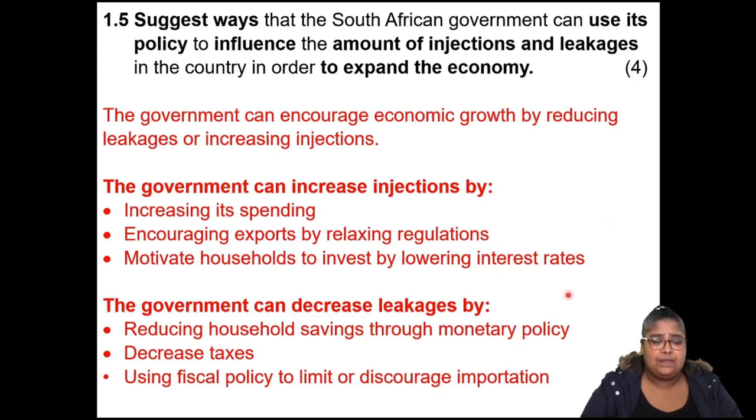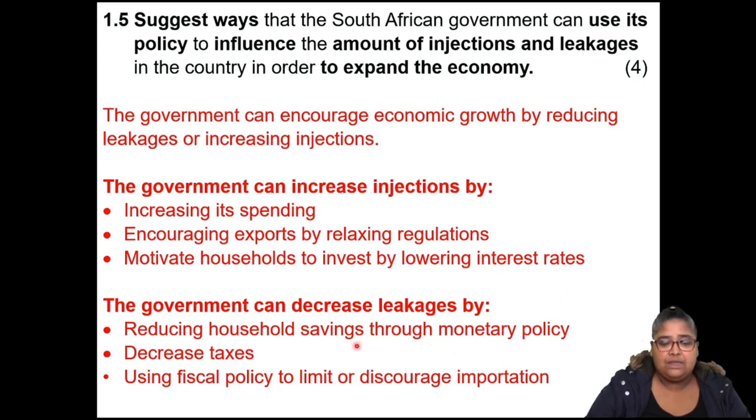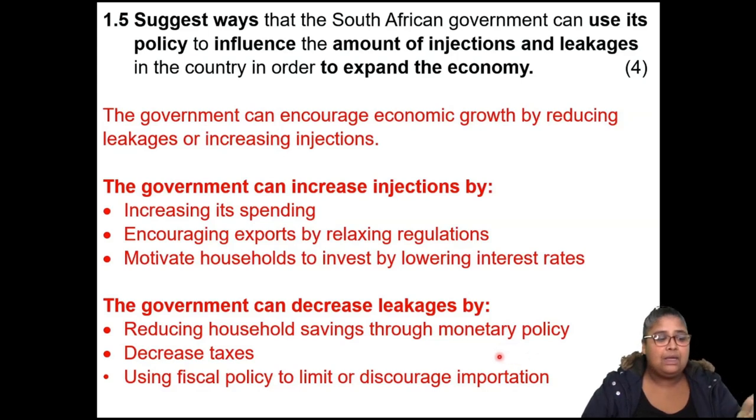But government can also look at lowering leakages, or decreasing the amount of money leaving the circular flow. How can they do this? By reducing household savings through monetary policy. This is basically, you want your households to save less and spend more. That's contradictory to what we just discussed, but remember, savings is that portion of your income that you don't spend, so the money is not being utilized in the economy. So we want people now to save less and to spend more, and that way you stimulate demand and economic growth can take place.